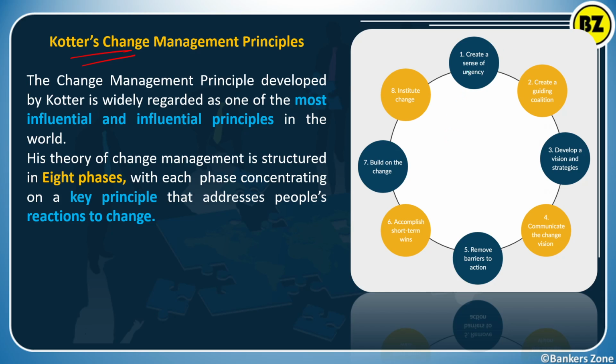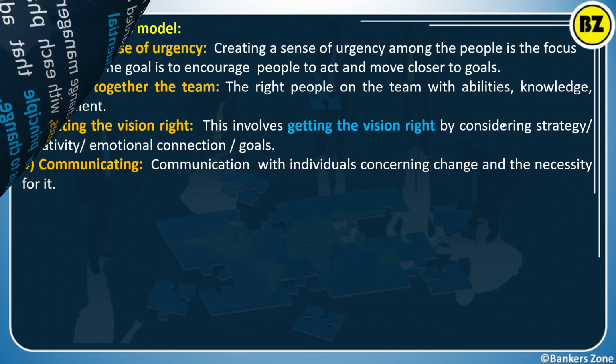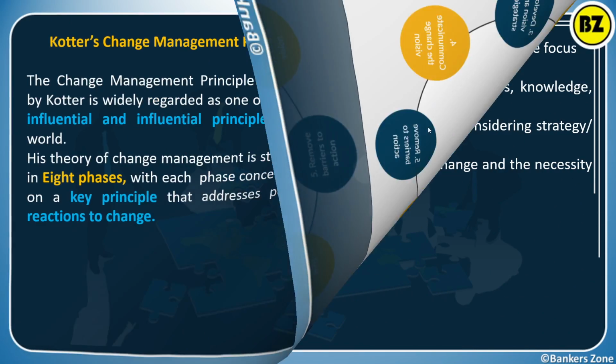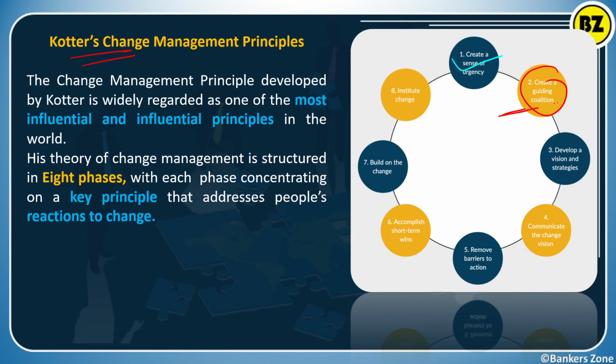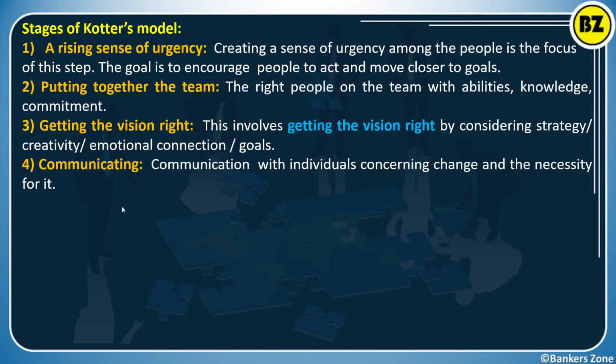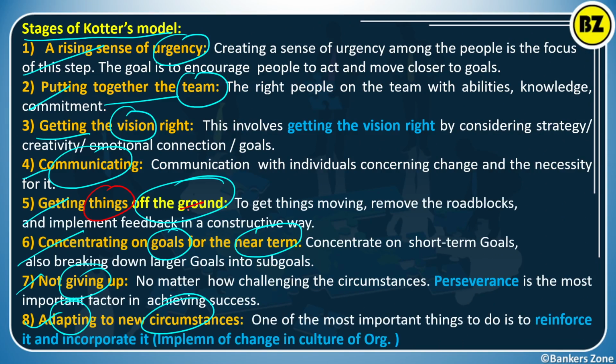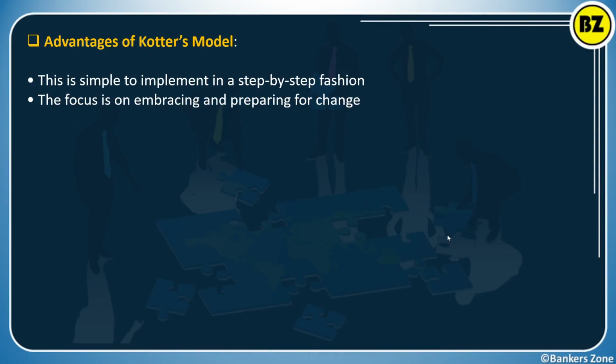Okay, so see, create a sense of urgency, then create the coalition. Create the coalition means what? See, second is what here? Putting the team together. Create the coalition means create the team, develop the vision and the strategy, communicate the change to each individual, remove the barriers, remove the roadblocks. Means what? Getting things off the ground. Okay, see here, fifth is what? Getting things off the ground. Next is what?